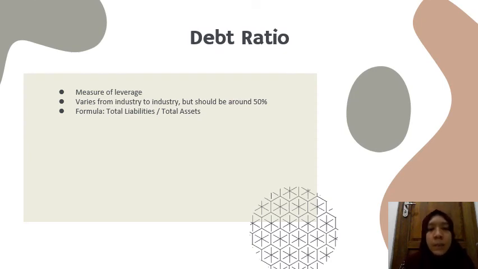The first example of financial statement analysis is debt ratio. Debt ratio is a measure of leverage. Debt ratio varies from industry to industry but should be around 50%. The formula of debt ratio is total liabilities divided by total assets.